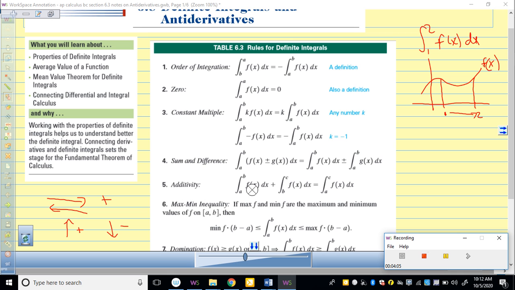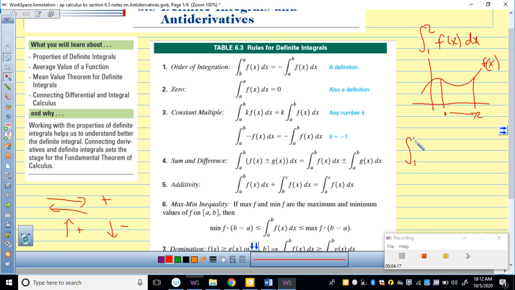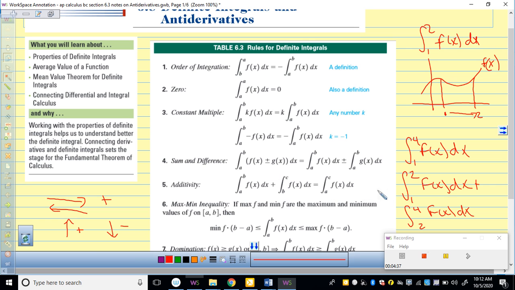Okay, the next rule is called additivity. Sorry, difficult to say. What that means is I'm trying to find the area under the curve from 1 to 4 of f of x dx. If I had enough information, I could find it by doing the area under the curve from 1 to 2 of f of x dx plus the area under the curve from 2 to 4 of f of x dx. Okay, so you would have to have the information about the area under the curve from 1 to 2 and 2 to 4.